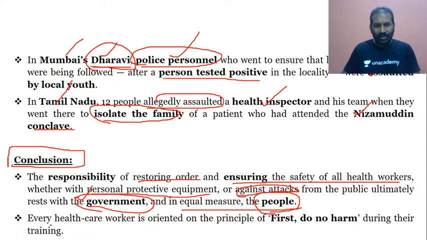And this is also very important. Every healthcare worker is oriented on the principle, first do no harm. When they go ahead with this entire process, when training goes ahead, they are taught that first do no harm. That is very important, and that is how they are not there to harm anyone but to protect everyone, to protect the lives of everyone who is infected, but they are the ones who have been attacked. So who has to take care? It is the government, and it is we, everyone.